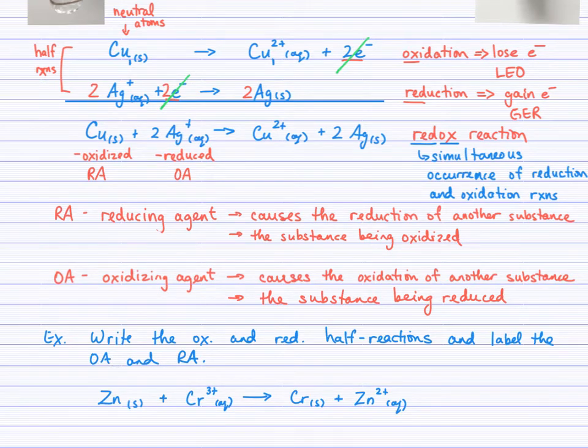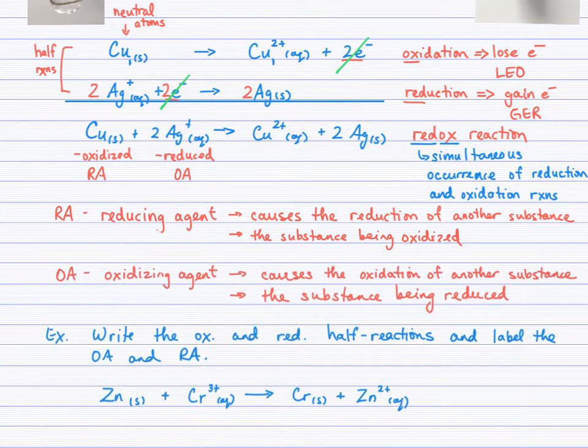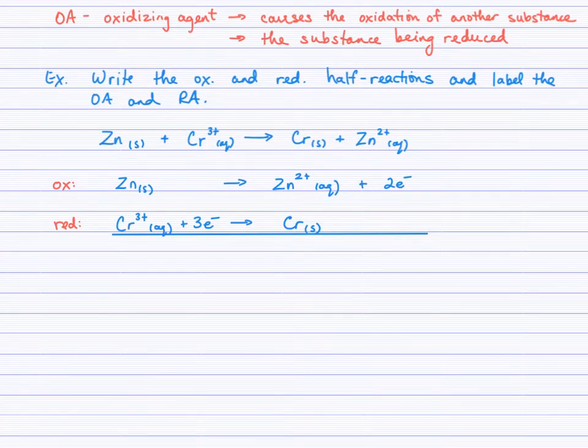Okay, so for a bit of practice here, try this example. Write the oxidation and reduction half reactions and label the oxidizing and reducing agents. Okay, so you'll see that I pulled the zinc particles out of the overall equation to begin this half reaction. Notice that the neutral atoms of zinc will lose 2 electrons to form the zinc cations, 2 positive charge. The chromium ions, on the other hand, will gain 3 electrons to form the chromium metal, these neutral atoms. So LEO, lose electrons oxidation, here we go, and GER, gain electrons reduction. So the chromium half reaction is the reduction half reaction.